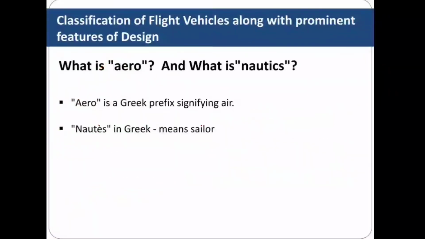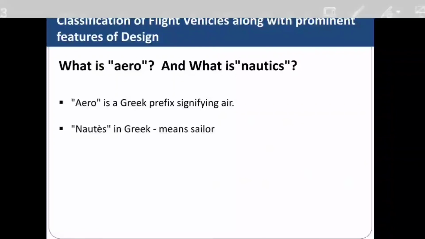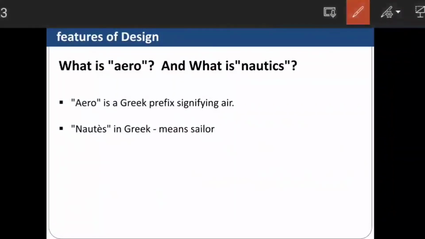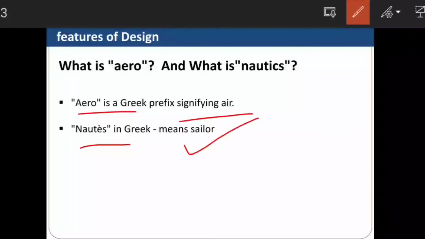Let's see what aeronautics means and how that word came. Aero is a Greek word signifying air, and nautics is also a Greek word that means sailor. So that's the reason we use the word aeronautics. It comes from the Greek language.